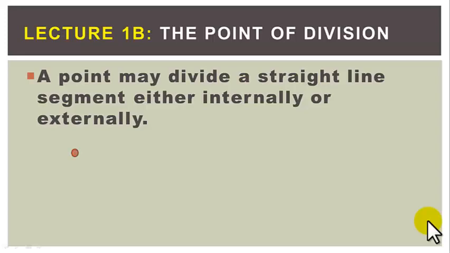Consider two given points, point A and point B. And this is a line segment joining the 2 points A and B. Any point P on this line segment is called the internal point of division.